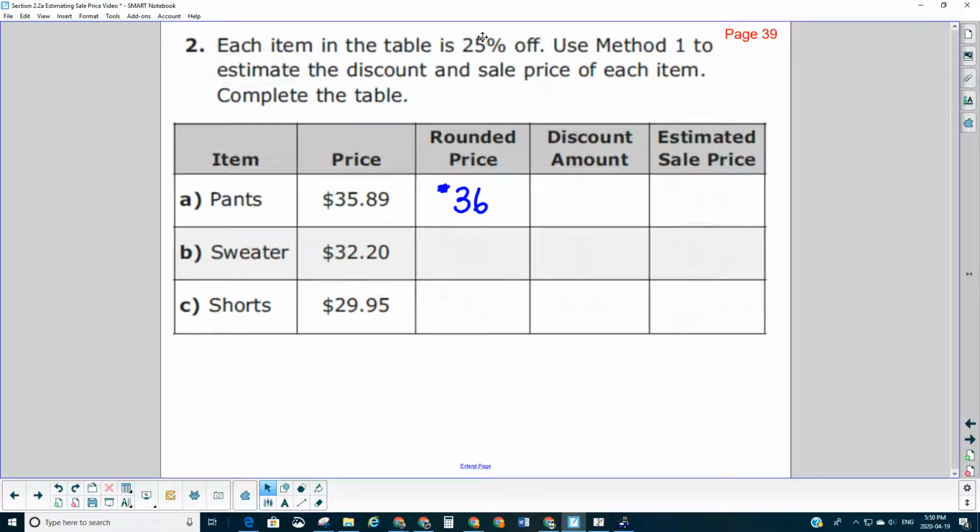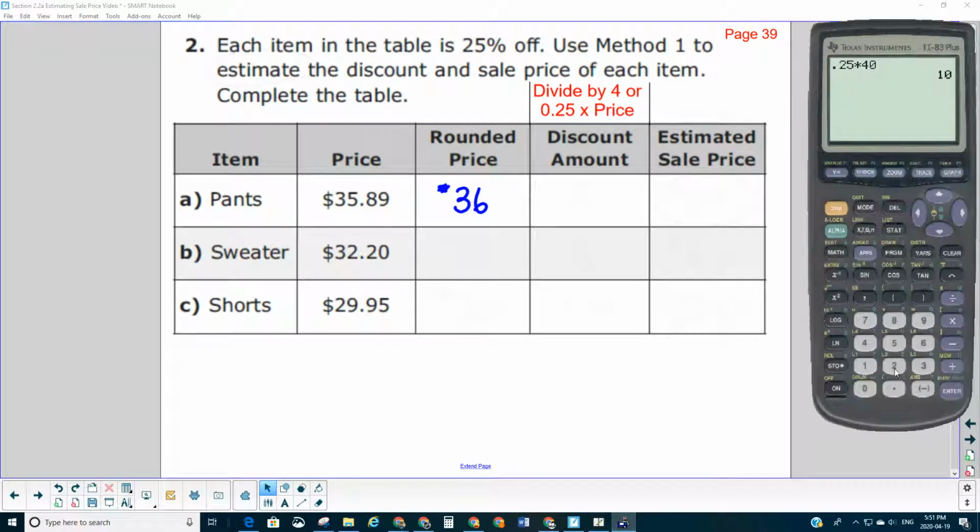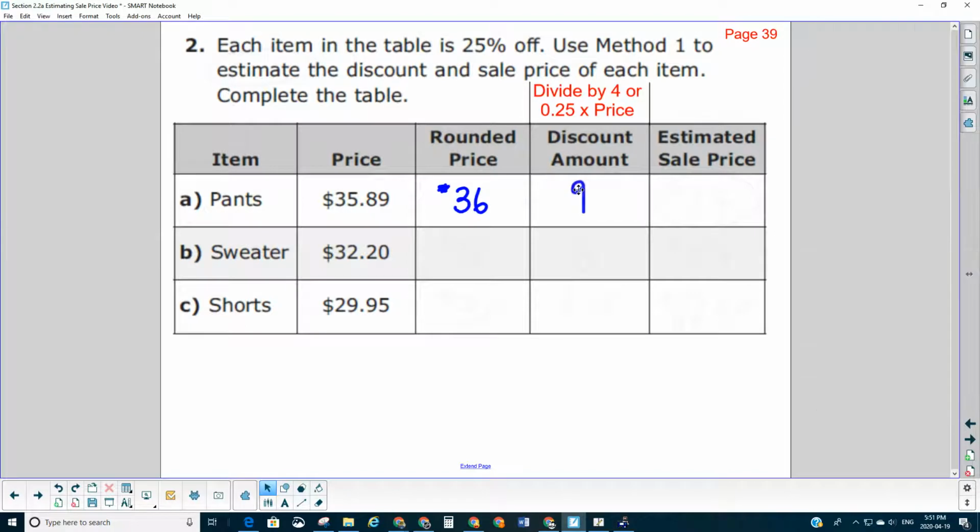The discount is 25%. So we're going to take 0.25 of this price, or we can divide it by 4. So 36 divided by 4, or 36 times 0.25, will get us $9. So that means we're getting $9 off. The 25% means $9 off. In order to figure out the estimated price, we're going to have to take this $9 away from the price. So we're going to subtract. And 36 subtract 9 is 27.